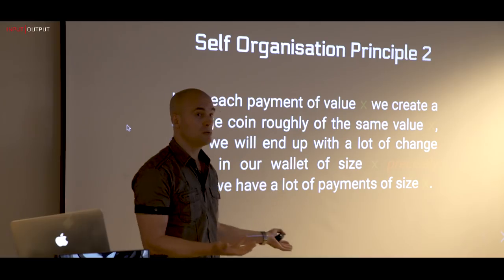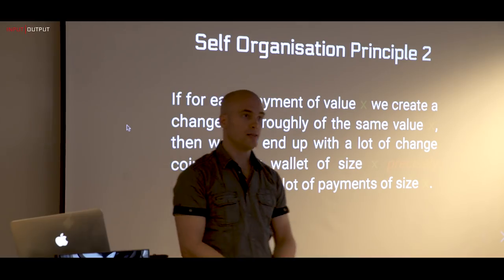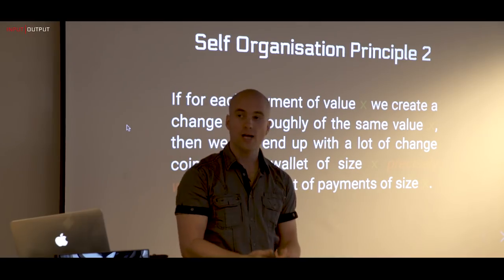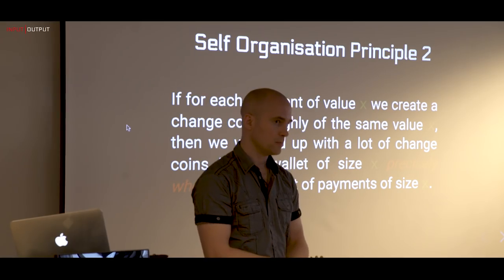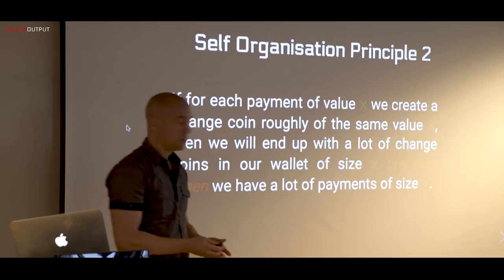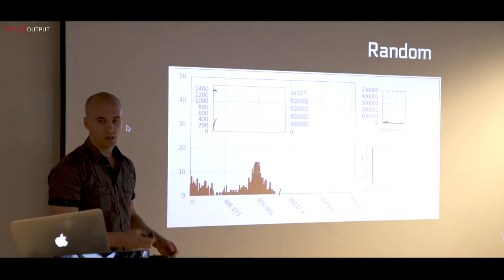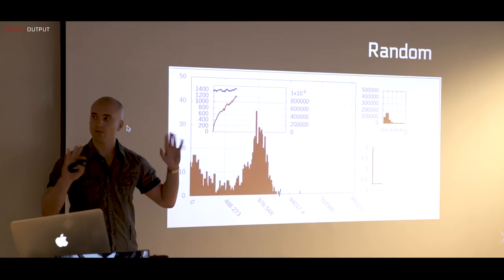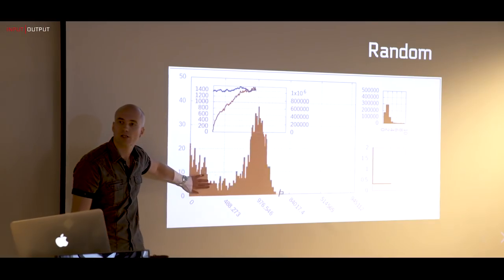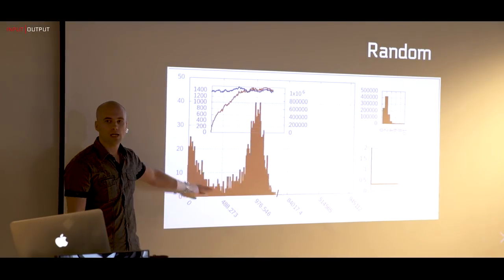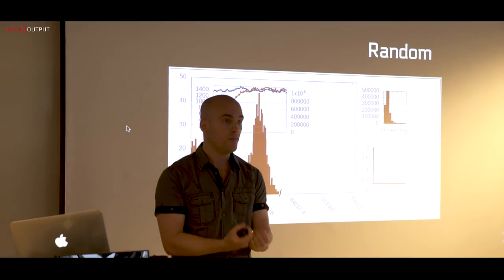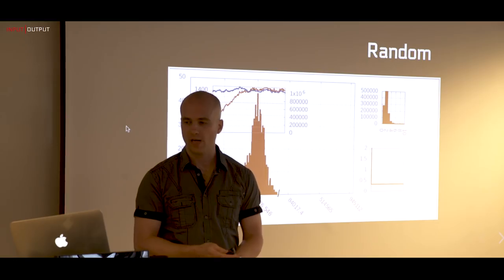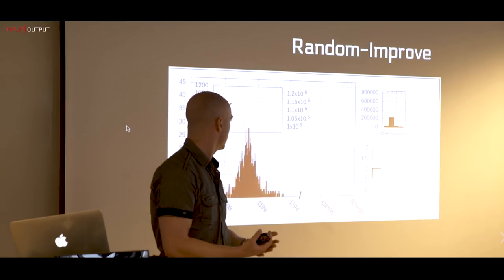So this is, again, a very simple rule. But it means that over time, the coins we have in our wallet will reflect the kinds of payments we want to make. So let's simulate it. Oh, sorry, this was the problem, this was just picking randomly, and we had all these dust coins here. So now let's switch and try to make change coins which are roughly of the same size as our payment and see what happens. And here's the result.